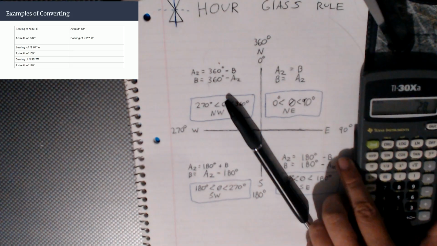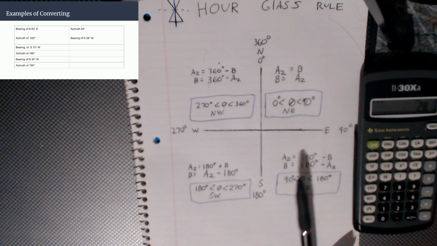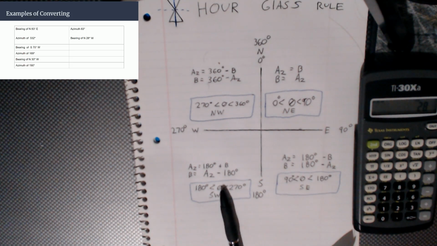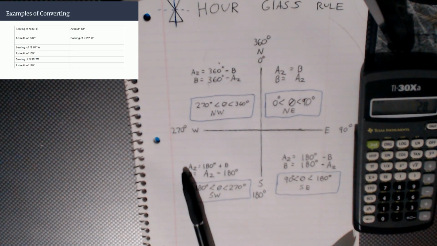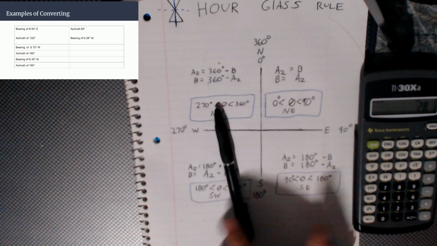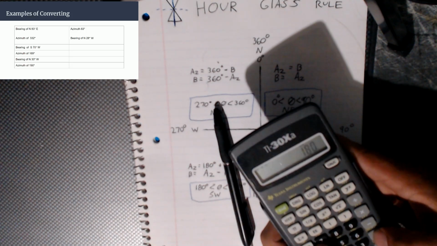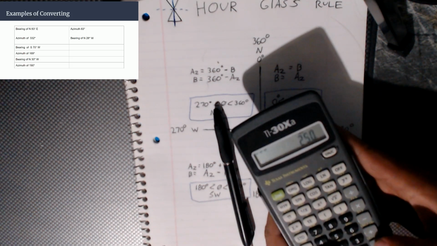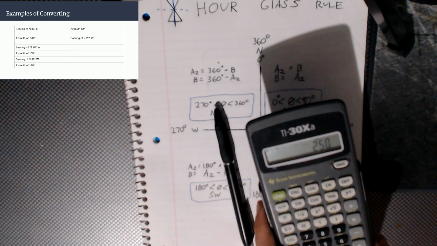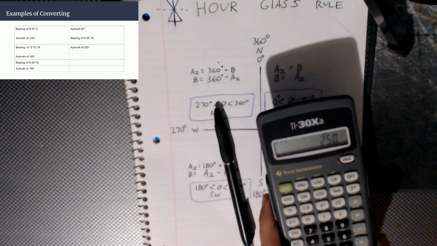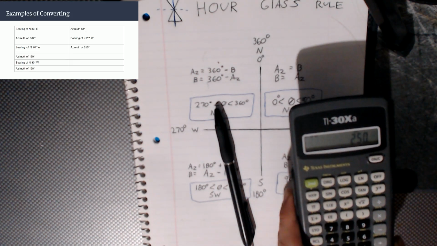Now a bearing southwest, 70 degrees. Southwest, let's look at this rule. We're given a bearing, we're looking for an azimuth. We just have to add 180 to it, so 180 plus 70. We get 250 degrees. So we're going to have an azimuth of 250 degrees.